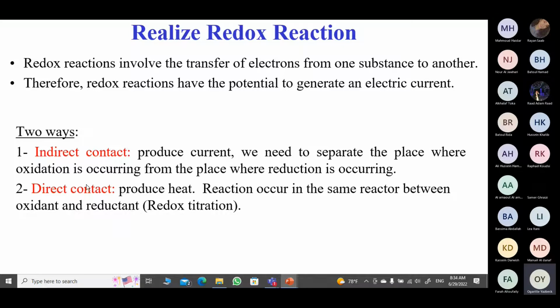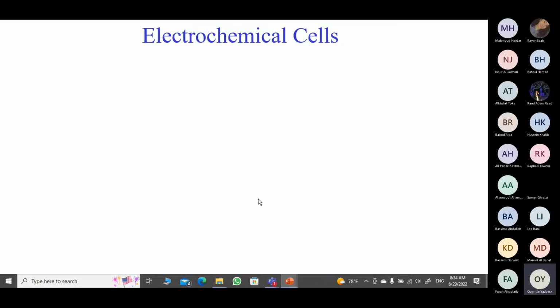So in order to get a current, first of all, we must put the oxidation and the reduction on two separate sides, or the oxidant and the reductant on two separate sides. We need to separate the place where the oxidation is occurring from the place where reduction is occurring. In direct contact, as we will see with redox titration later, reactions occur in the same reactor between the oxidant and the reductant.